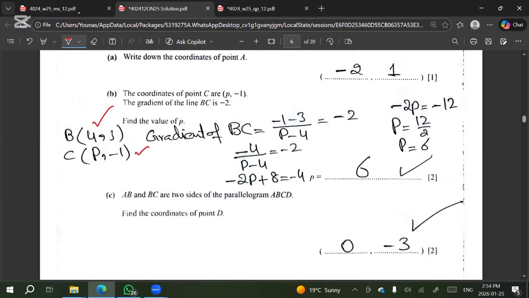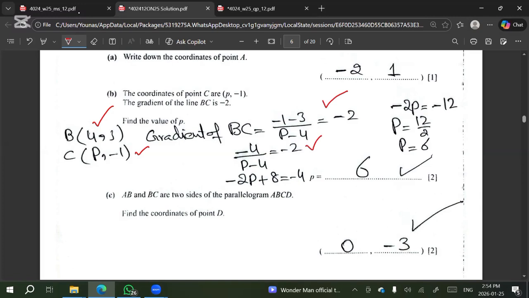The formula for the gradient is y2 minus y1 divided by x2 minus x1. So it will be minus 1 minus 3 divided by P minus 4, and that is given to be equal to minus 2. So minus 4 divided by P minus 4 equals minus 2.